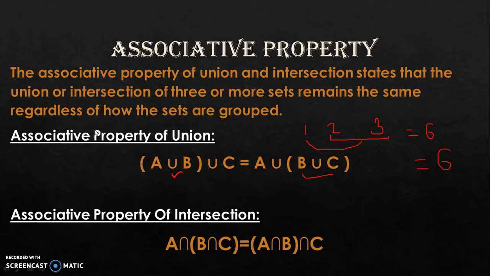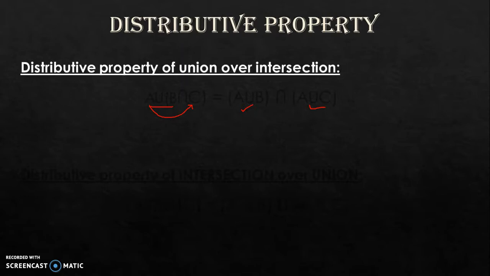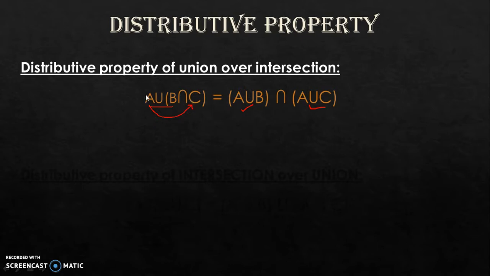Associative property has two properties under it. Even commutative property had two properties under it. Now moving on to our final property, the distributive property. Distributive property has two properties: distributive property of union over intersection. When we are finding union over intersection, we can find it in two ways. First, we can find the intersection of set B and C first and then unite it with A. We can find its union with A.